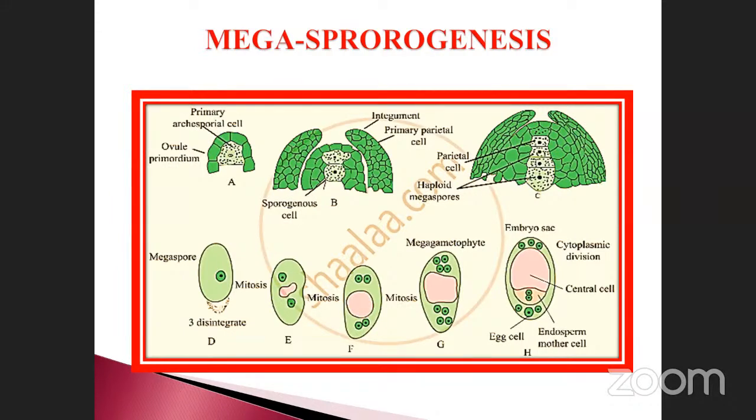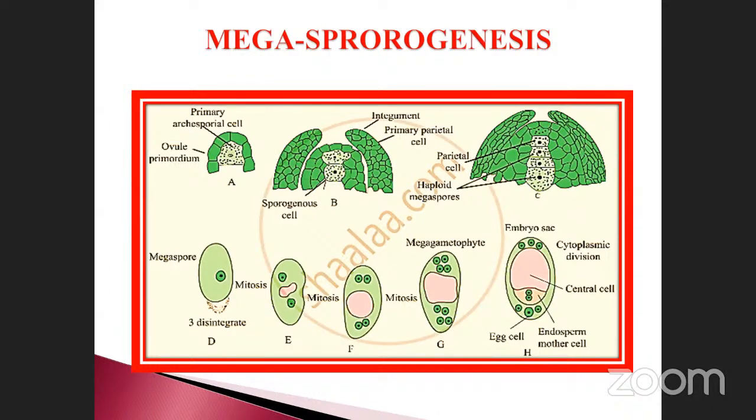Here, one cell is divided into 2. They migrate towards the poles. This is one pole, and this is the other pole. What happened? Again they divide, twice. You will get 4 cells. This is called the mega gametophyte stage. They may ask a question: in the mega gametophyte, how many cells are present? 8, after the formation of 8 cells.